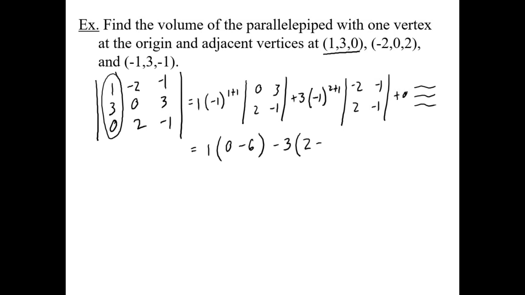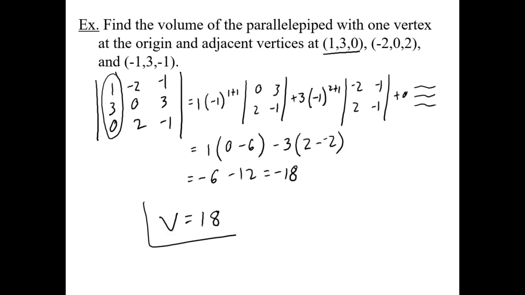It's 2 minus -2. So I'm getting -6 minus 12 is -18. So the volume that I'm looking for is going to be positive 18. Cool. Again, absolute value. And by the way, there's no reason I had to put the vertices in that order.